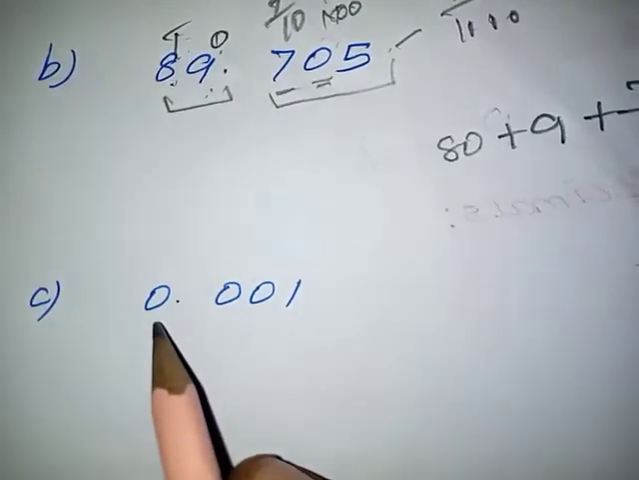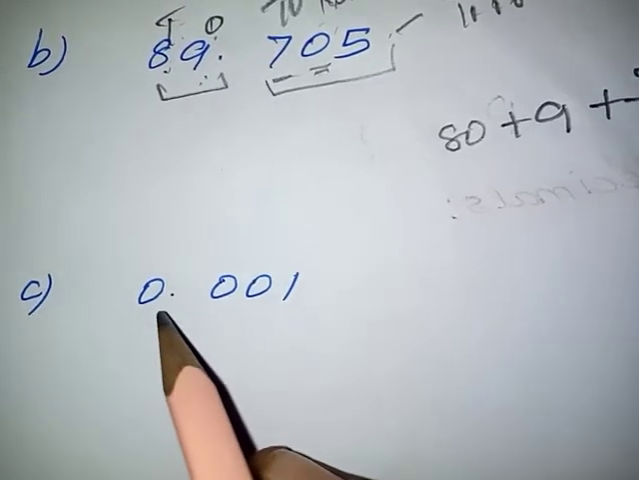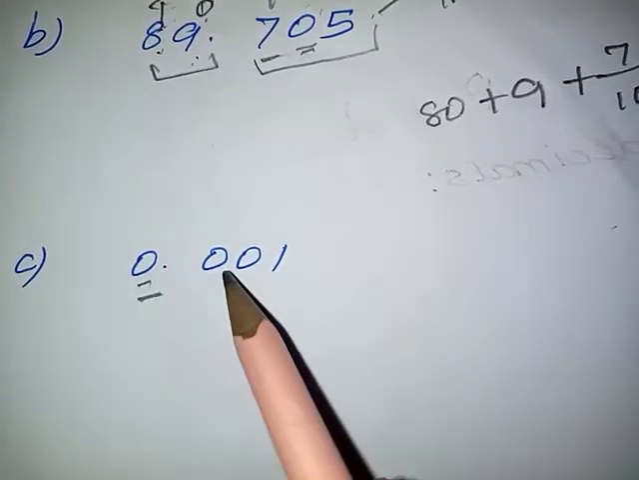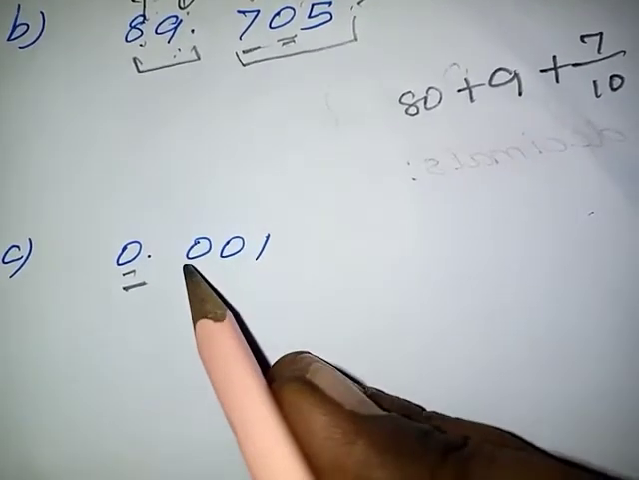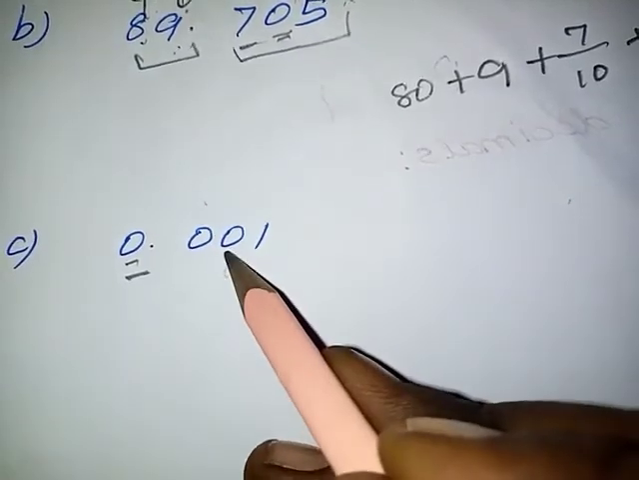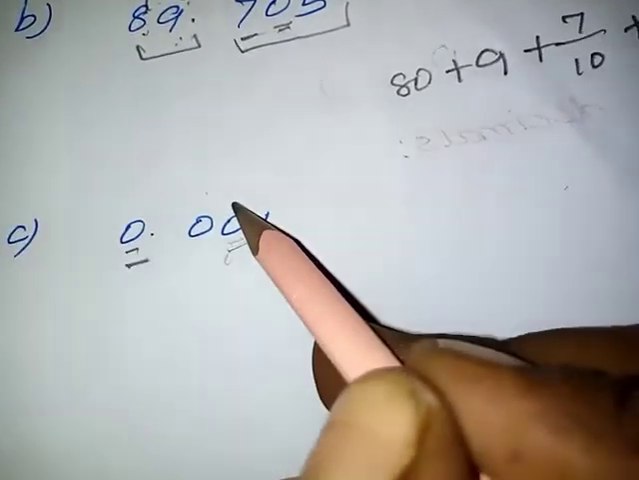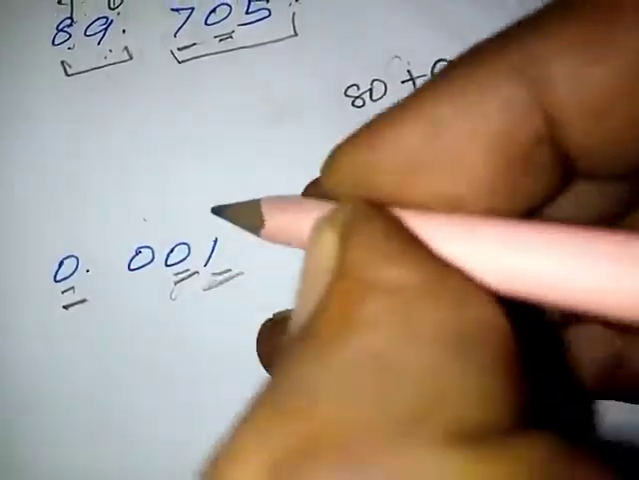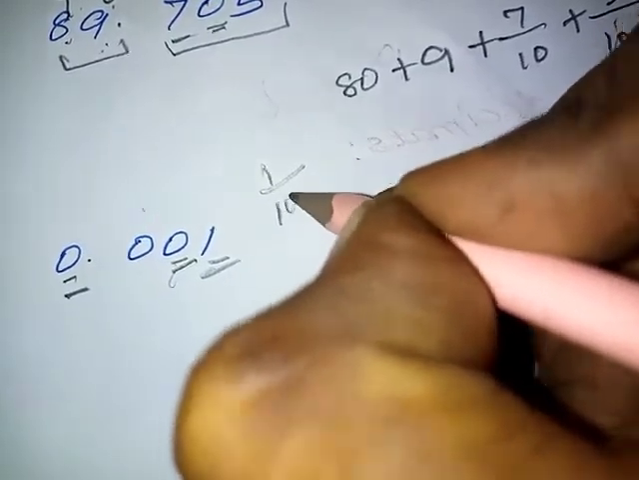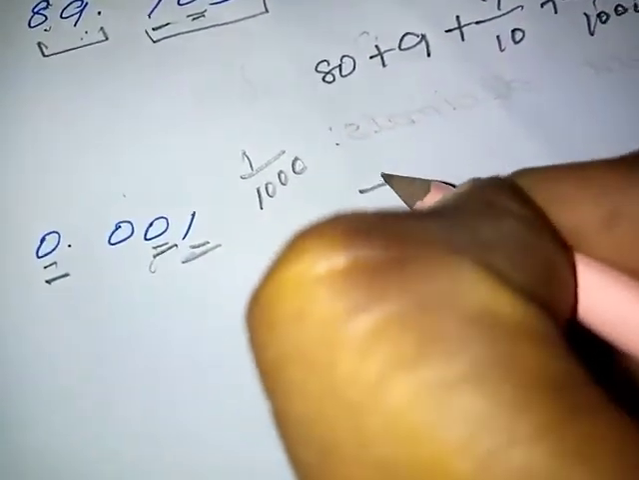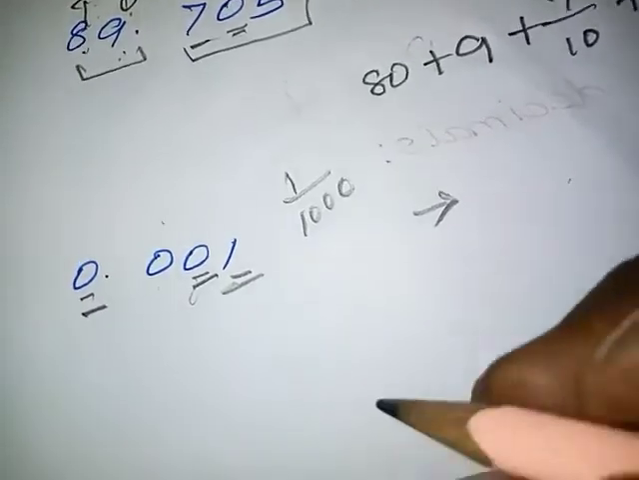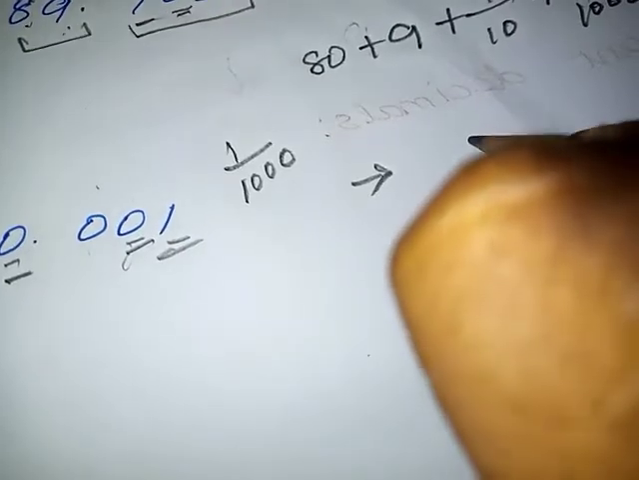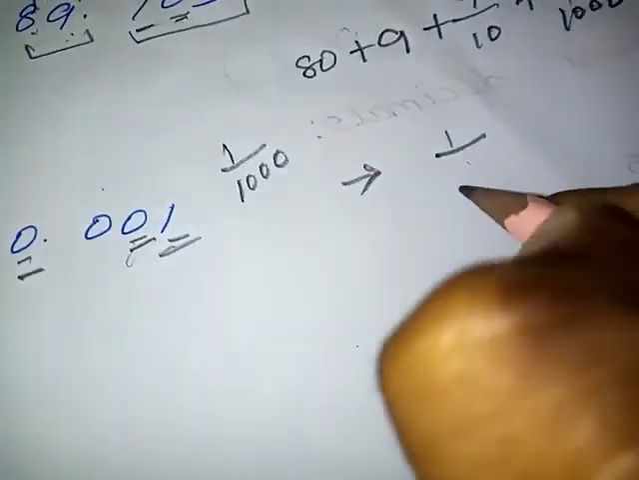Now we consider this sum. The integral part is 0. In the decimal part, the tenths place is 0 and the hundredths place is also 0. Then the thousandths place is 1. So the place of thousandths is represented as 1/1000. So the expanded form of the given sum is, there is no integral part, so you can leave out the integral part. So the final answer is 1/1000.